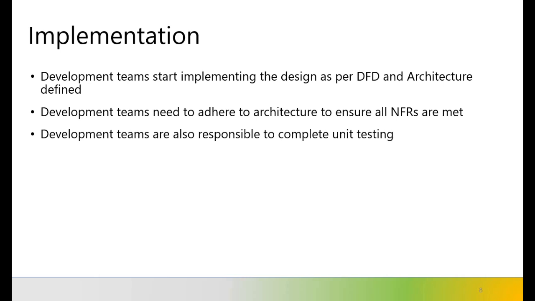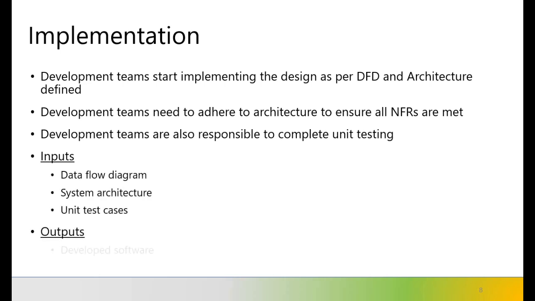Development teams will also do unit testing here. It will be a basic test that will be run at each test level. The inputs again are the outputs of the earlier phase, and the outputs that we create here are the developed software and your results from the unit testing that you have done on whatever you have developed so far. Then we go on to the quality assurance stage after the implementation is completed.